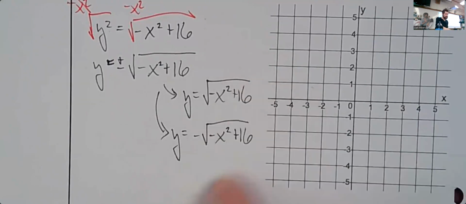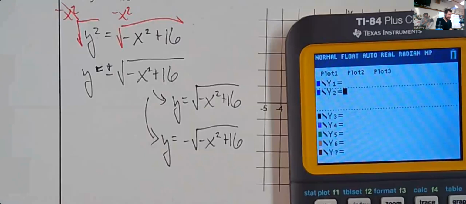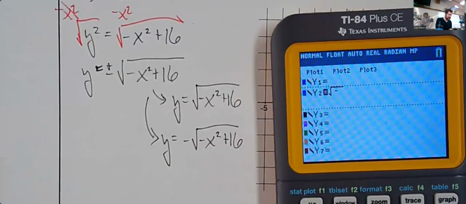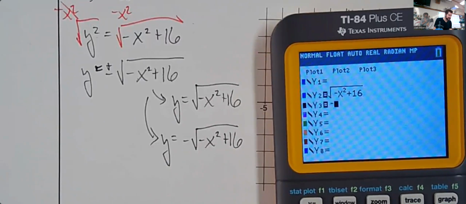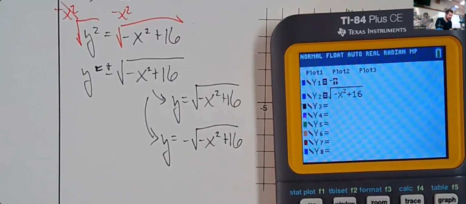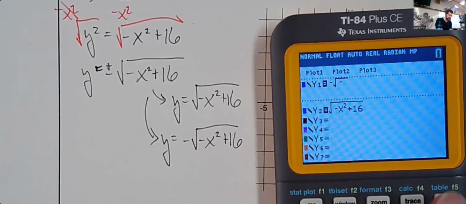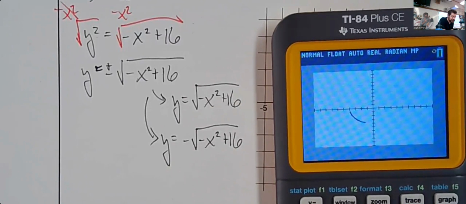All right, so we're going to go ahead and put both of those in. Square root of the opposite of x squared plus 16, and then for y2, the opposite of the square root of the opposite of x squared plus 16. And then we'll graph it and take a look. Now that is a circle.